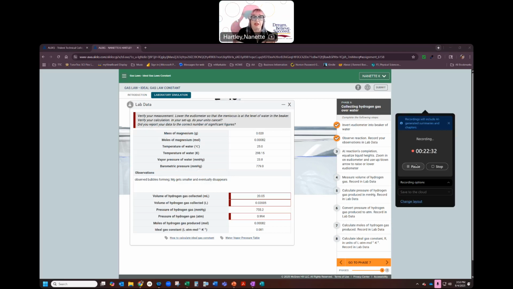So here I am at the end, and I put in a bunch of numbers, and obviously it didn't like a couple of them. It says verify your measurement, lower the eudiometer so that the meniscus is at the level of water in the beaker. Verify your calculation. Is your setup right? Do your units cancel? And did you report your data to the correct number of significant figures? So I've got a couple of places that I need to look at.